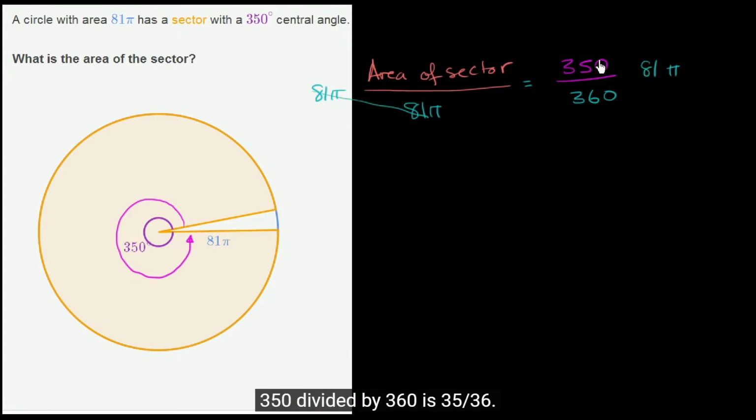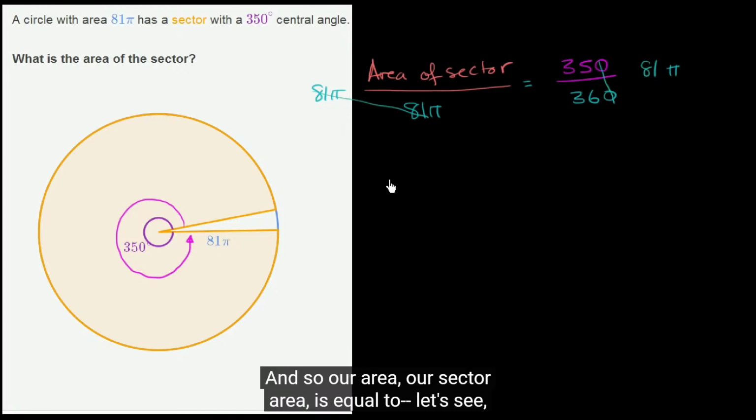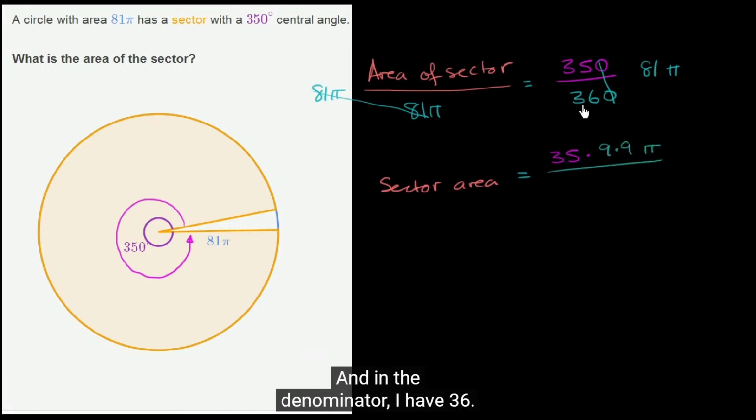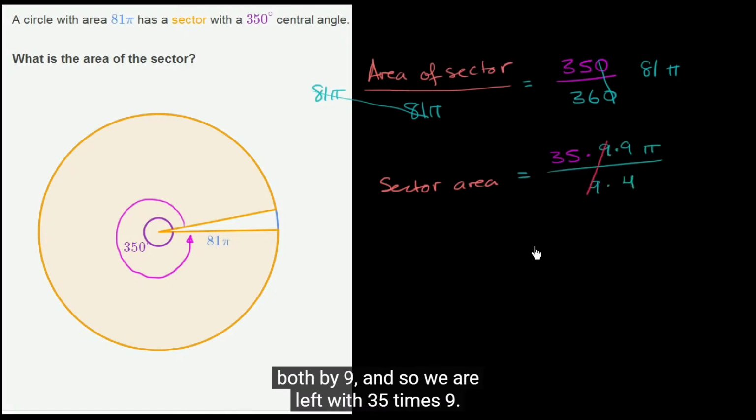350 divided by 360 is 35 over 36. And so our sector area is equal to, in the numerator, 35 times, instead of 81, I'm going to write 9 times 9 pi. And in the denominator I have 36, which is the same thing as 9 times 4. So we can divide the numerator and the denominator both by 9. And so we are left with 35 times 9 over 4. Neither of these are divisible by 4, so that's about as simplified as we can get it.